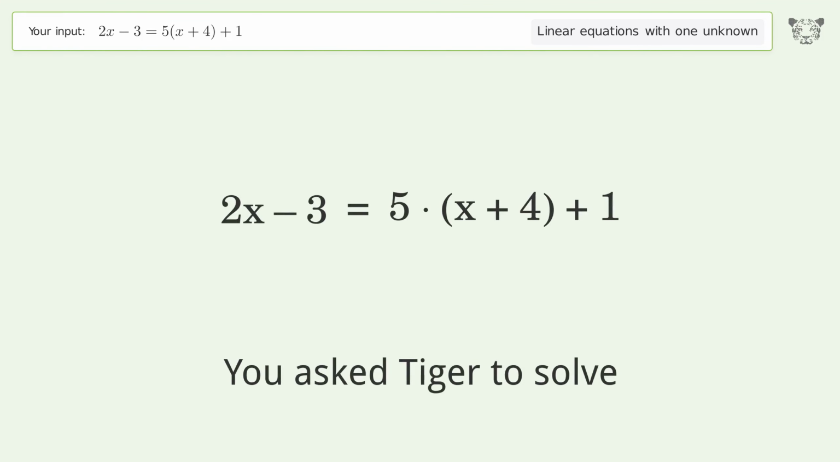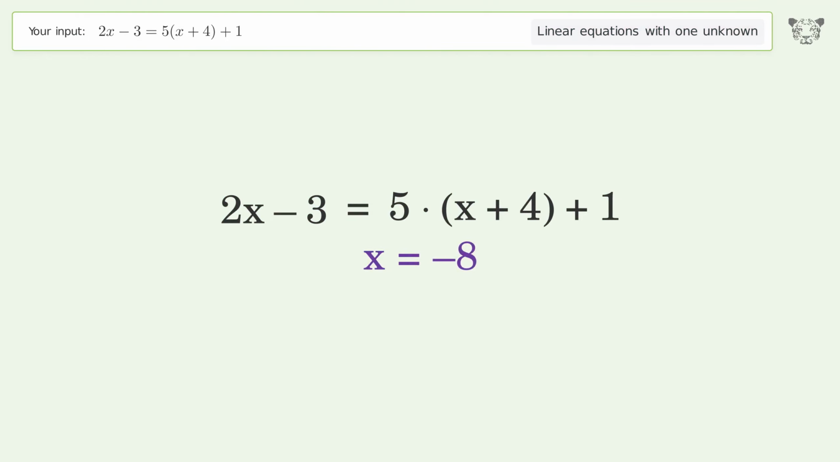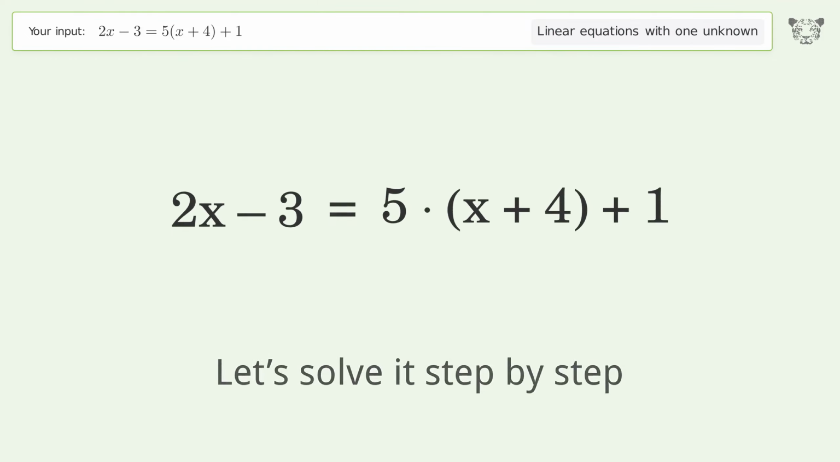You ask Tiger to solve. This deals with linear equations with one unknown. The final result is x equals -8. Let's solve it step by step.